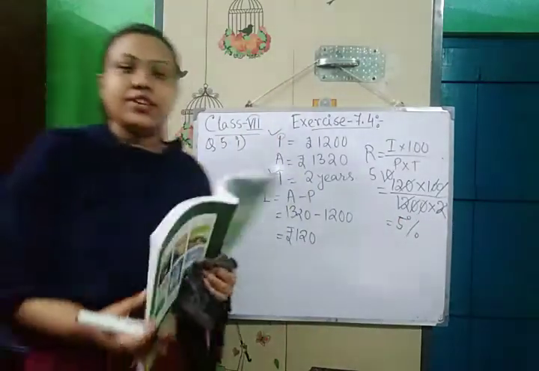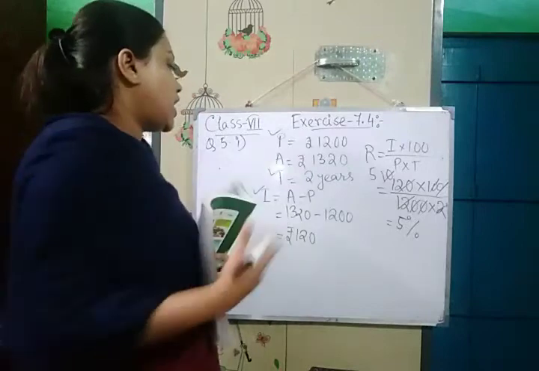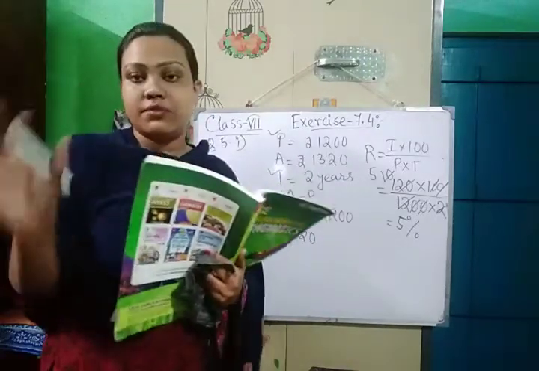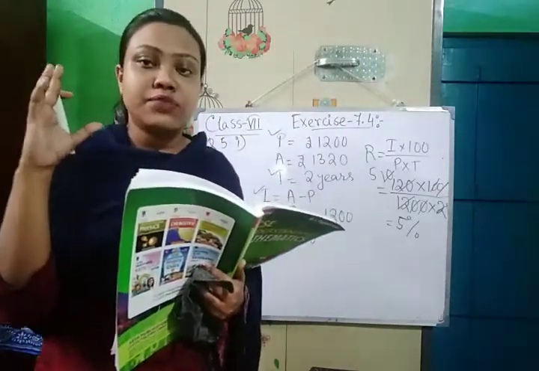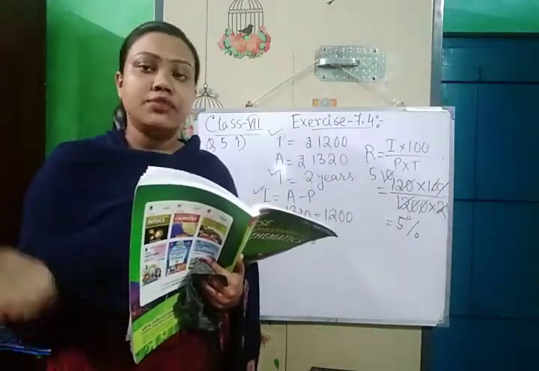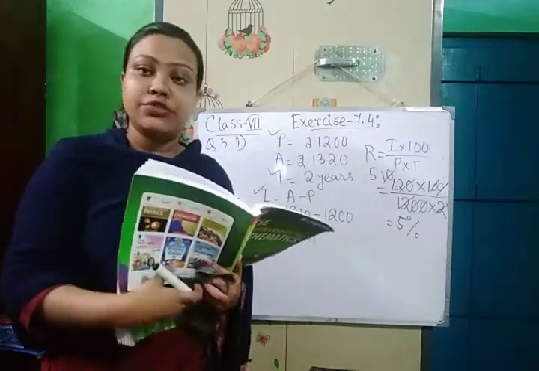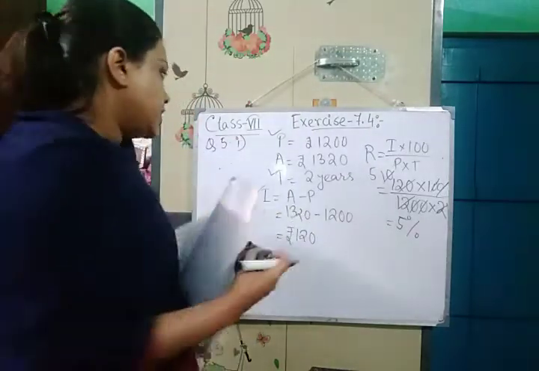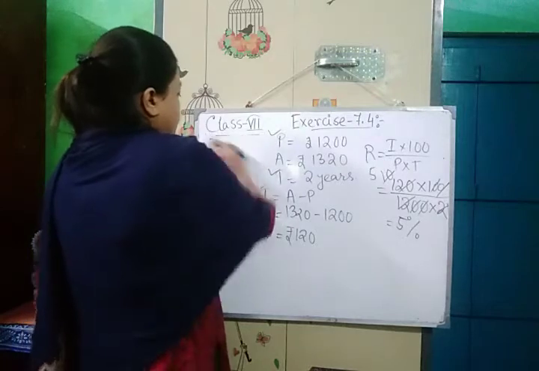Okay, this is a very easy one. So how can we find out rate when amount and principal are given? First we have to find out the interest by subtracting the principal from the amount. Then we will get the interest and after that we will find the rate of interest. Now next I am doing question number 6.